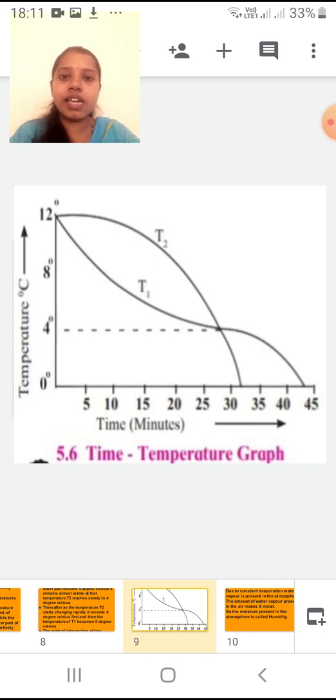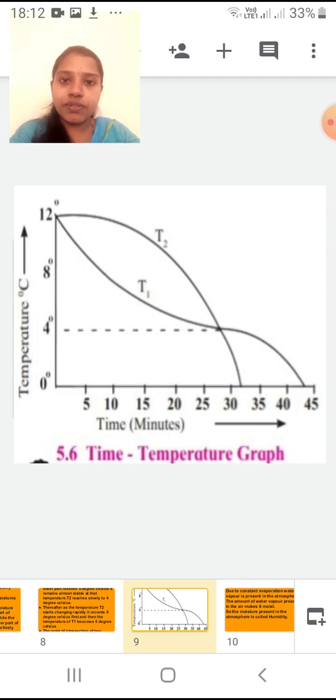On the x-axis I have taken time in minutes. On the y-axis I have taken temperature in degrees Celsius. Okay, so 0, 4, 8, 12. For example, my water initially was at 12 degrees Celsius. Okay, and now what happened?